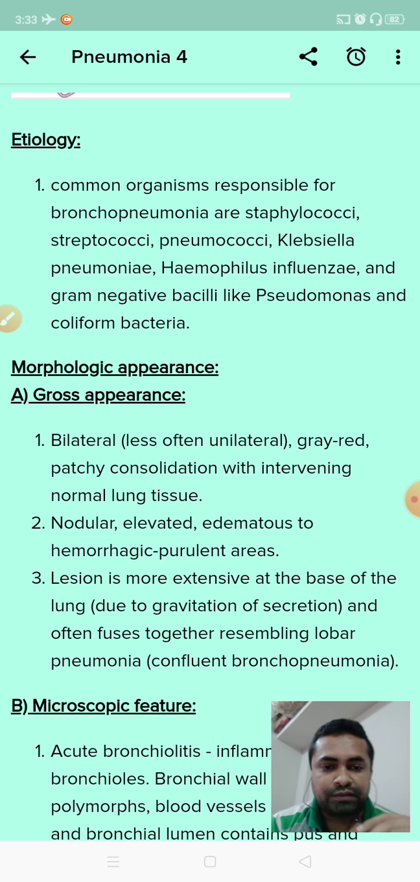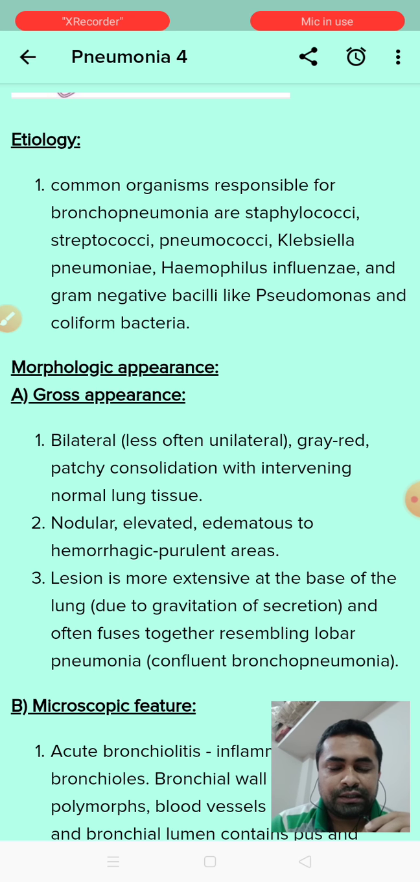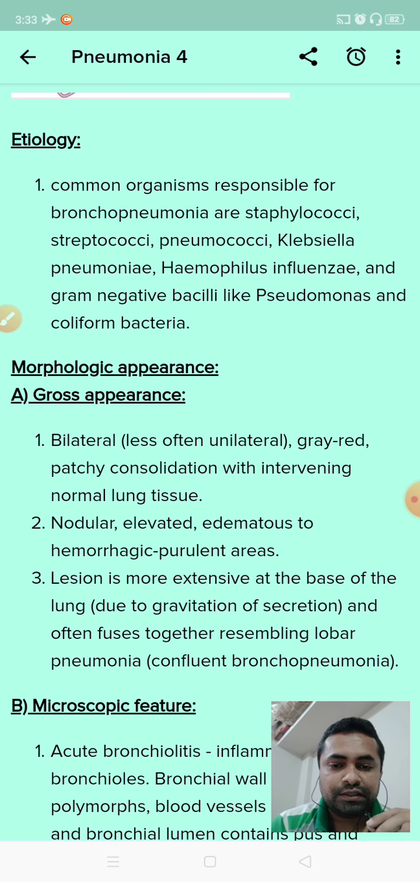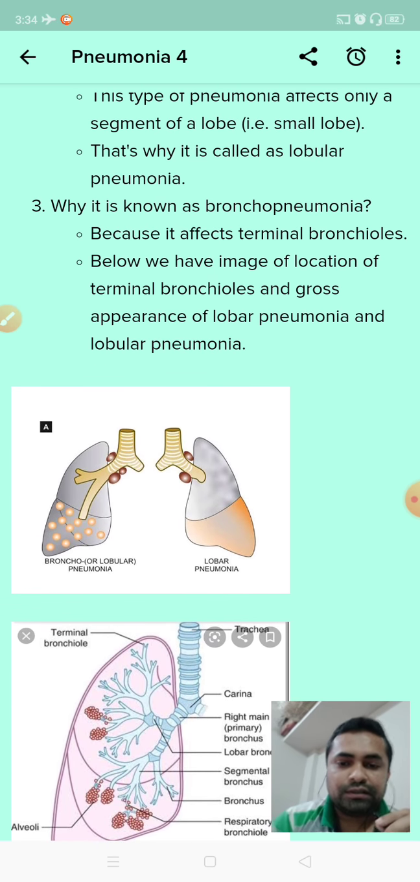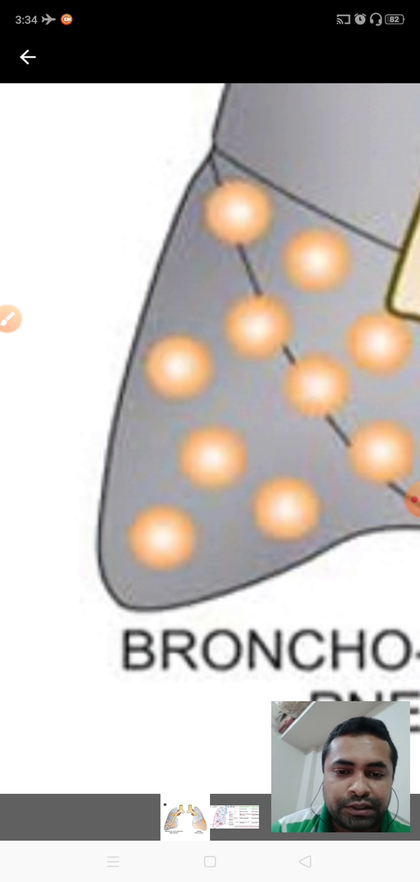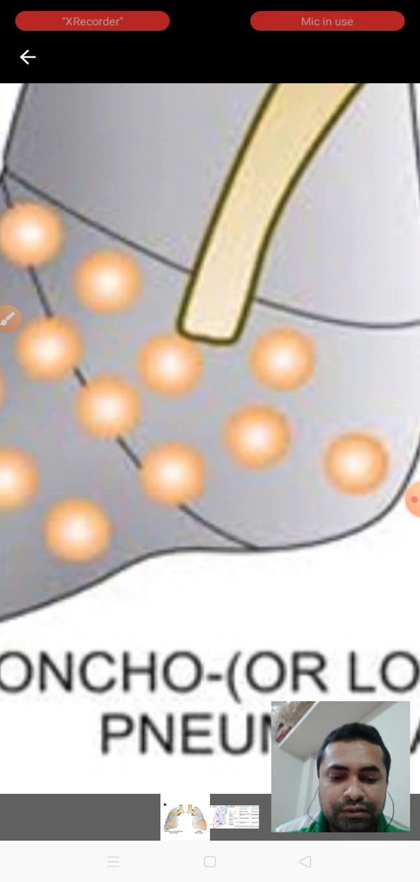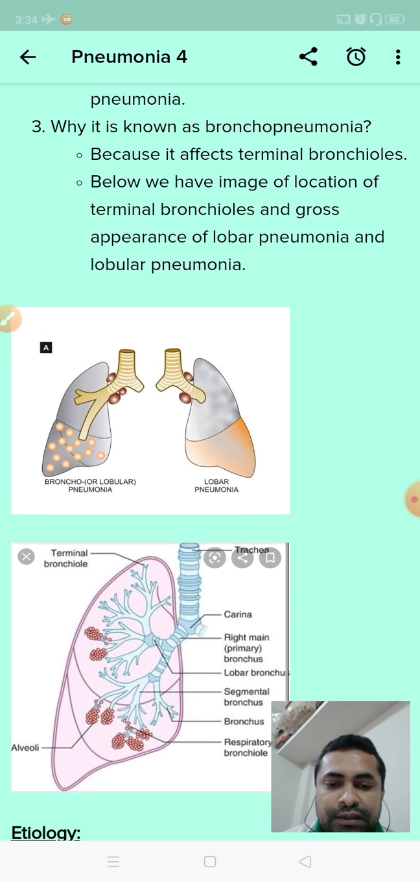When you see the affected lung by naked eye, you will see a gray-red patchy consolidation with intervening normal lung tissue. What does this mean? Patches means something which is not continuous. Some part is abnormal, some part is diseased, then some part is normal, and again some part is diseased, then again some part is normal, like you have seen in this image. In this image some parts are diseased, and in the intervening parts some parts are normal also. So this is called patchy.